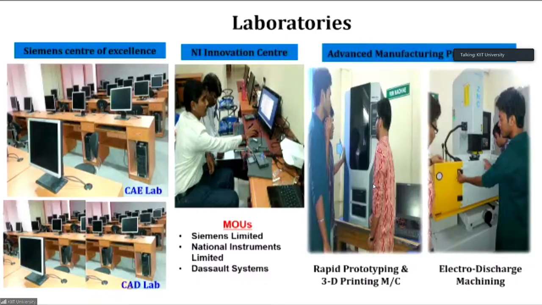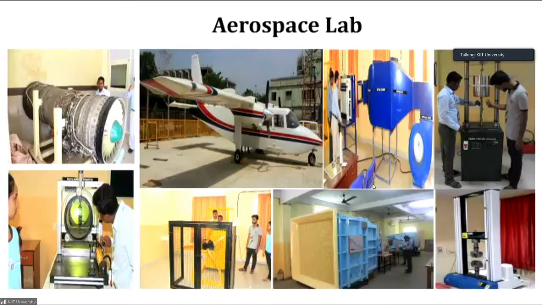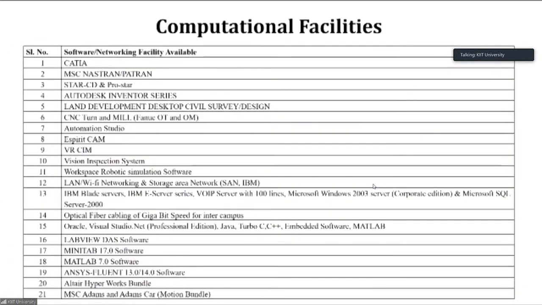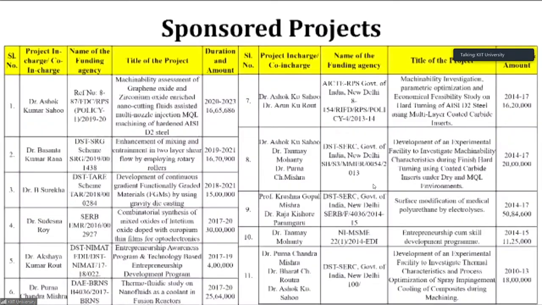We have an advanced manufacturing processes laboratory where 3D printing, which you might have seen here, and also electro discharge machining, ultrasonic machining, and a lot of advanced machining setups are available for the research of the students. We have a dedicated aerospace laboratory to carry out high-end research in the area of aerospace, aeroacoustics, and also composite materials. Almost all computational facilities are available in KIIT University for the students.